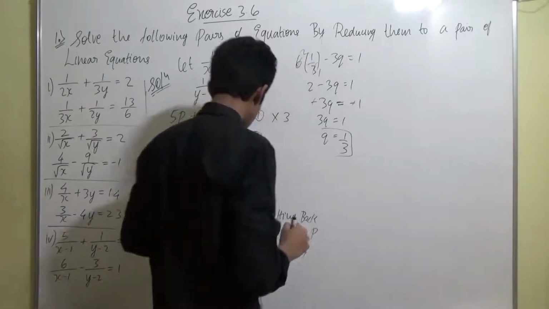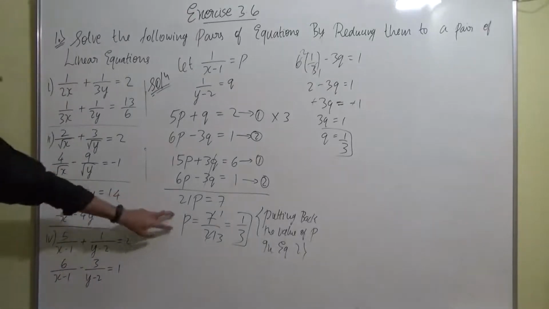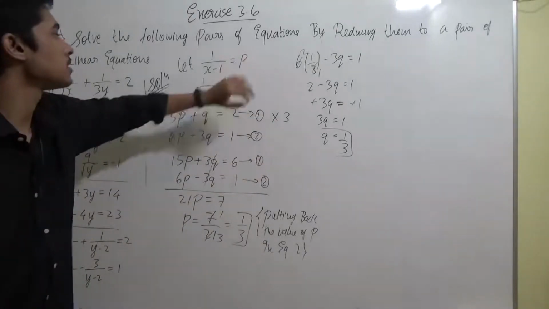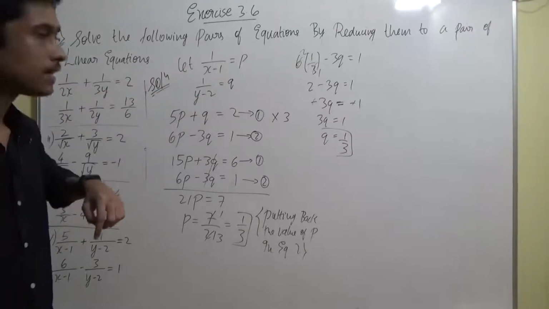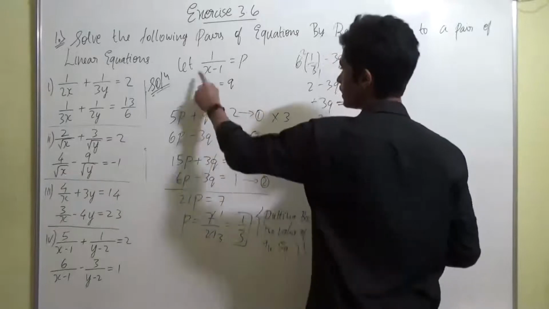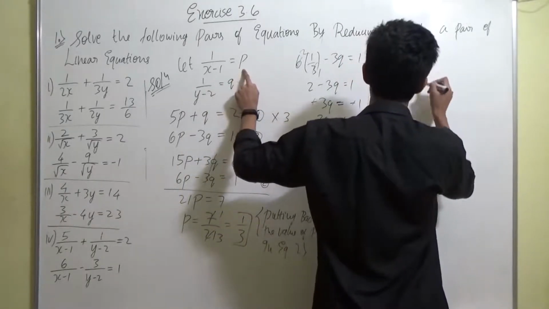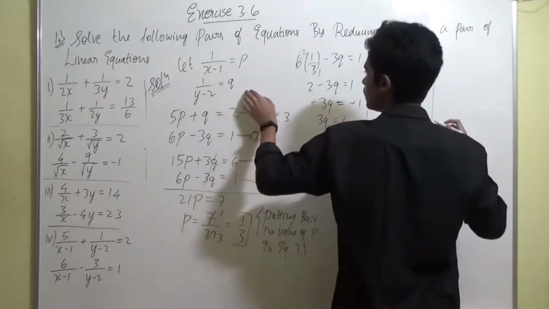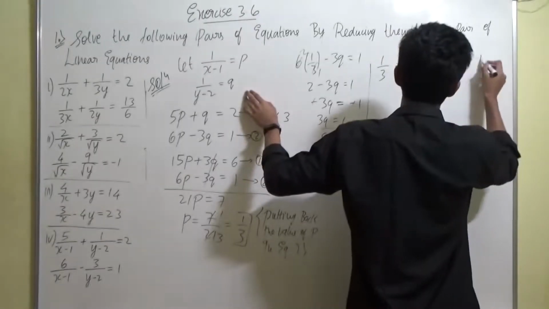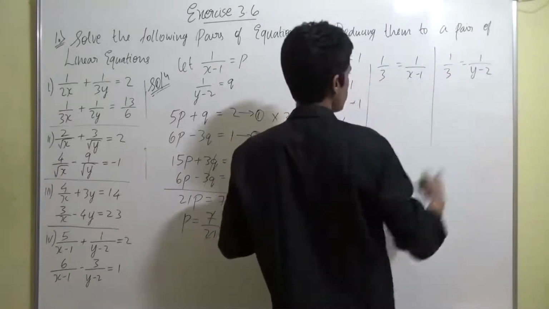P became equal to 1 by 3 and q also became equal to 1 by 3. Now what we'll do, guys, we'll put this value of p and q back into this assumption step and find the value of x and y. Correct? That's what we have been doing till now. So I'll put this 1 by 3 in first. For p, 1 by 3 equal to 1 by x minus 1. And also for q, 1 by 3 equal to 1 by y minus 2. Now we'll do the cross multiplication and find the value of x and y.